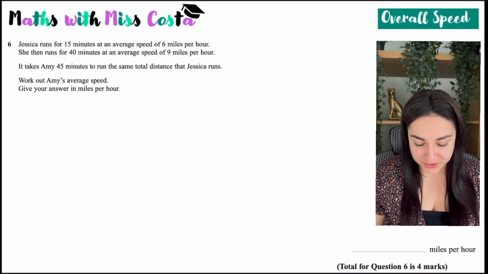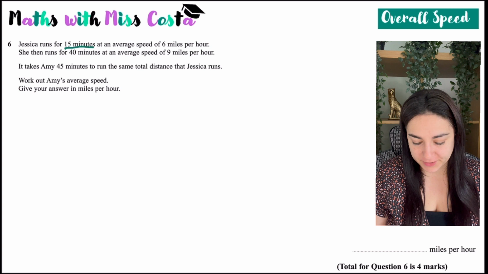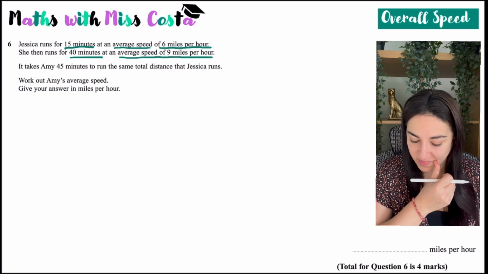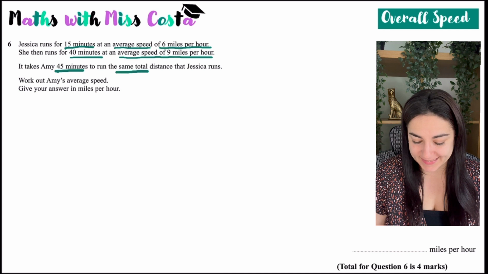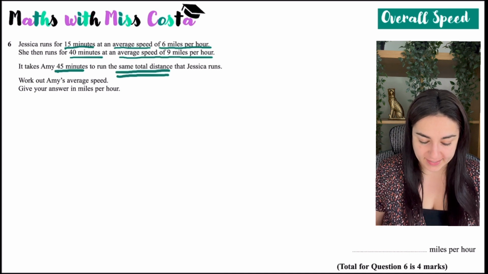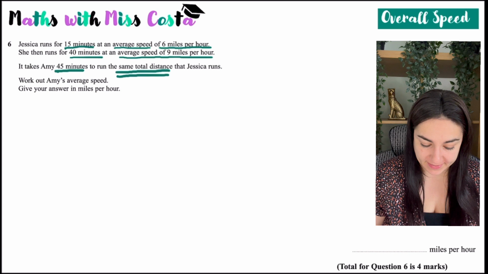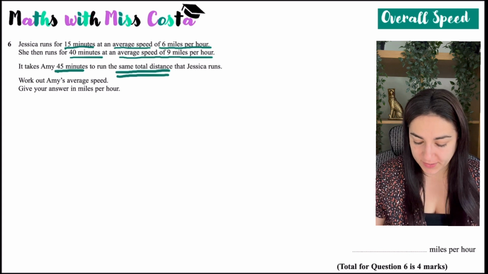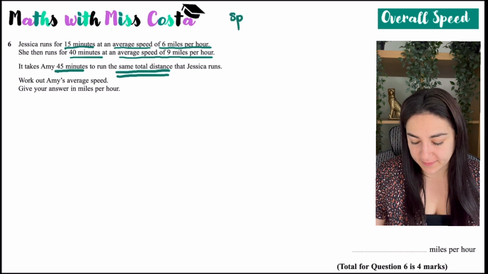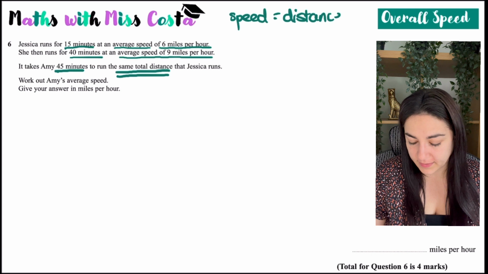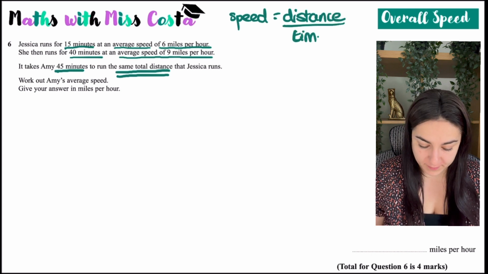Okay, so here I'm told that Jessica runs for 15 minutes at an average speed of 6 miles per hour. She then runs for 40 minutes at an average speed of 9 miles per hour. It takes Amy 45 minutes to run the same total distance that Jessica runs, and I need to work out Amy's average speed. Okay, so what do I know? Well, my formula for speed is speed equals distance over time.